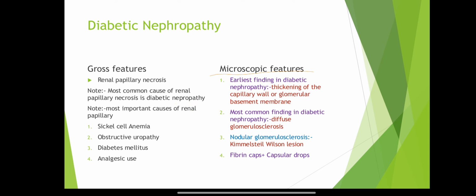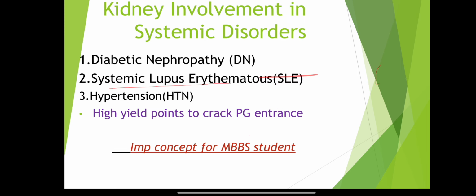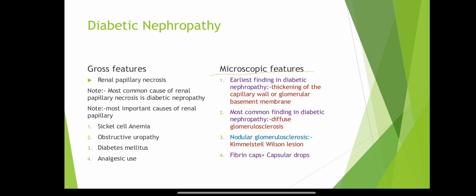Now apart from gross features we have to know the microscopic features. In the microscopic features, questions are asked point-wise, like the earliest finding in diabetic nephropathy. That is the thickening of the capillary wall or the glomerular basement membrane. So there is thickening of these walls.